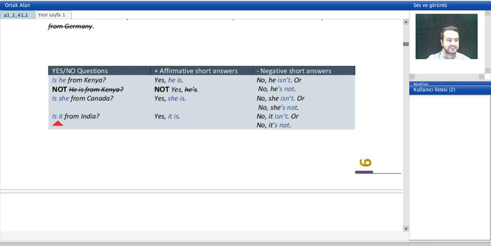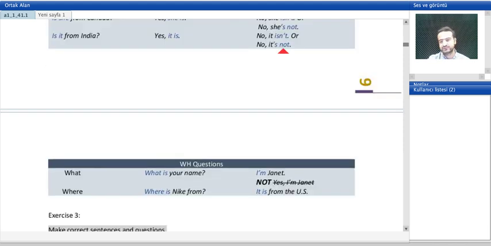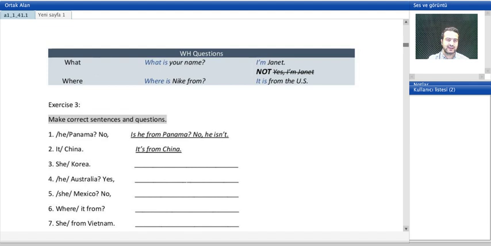We have, is it from India? Yes, it is. No, it isn't, or no, it's not. So let's move on to page 10.